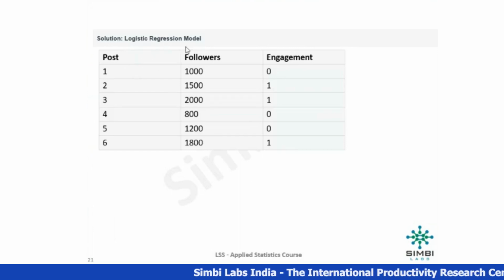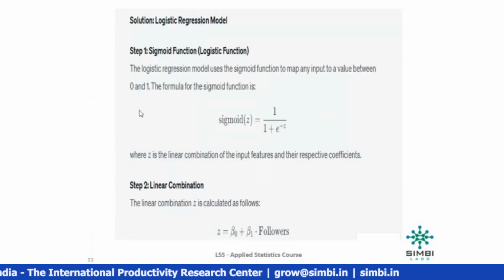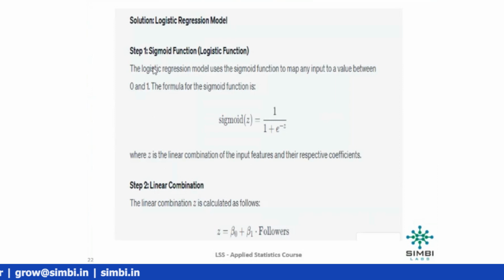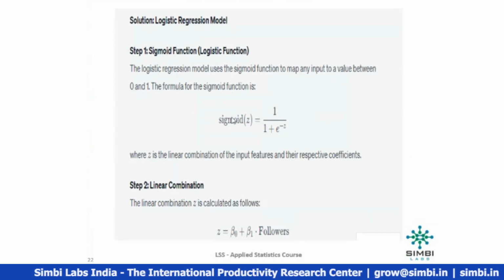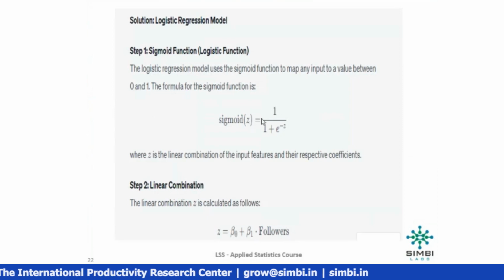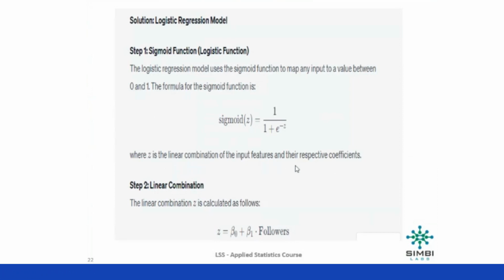So the logistic regression model we can build using this post, followers and engagement data. First we need to apply the sigmoid function, also called the logistic function. This logistic regression model uses the sigmoid function to map any input to a value between 0 and 1. The formula is sigmoid of z equal to 1 by 1 plus e power minus z, where z is the linear combination of input features and their respective coefficients.